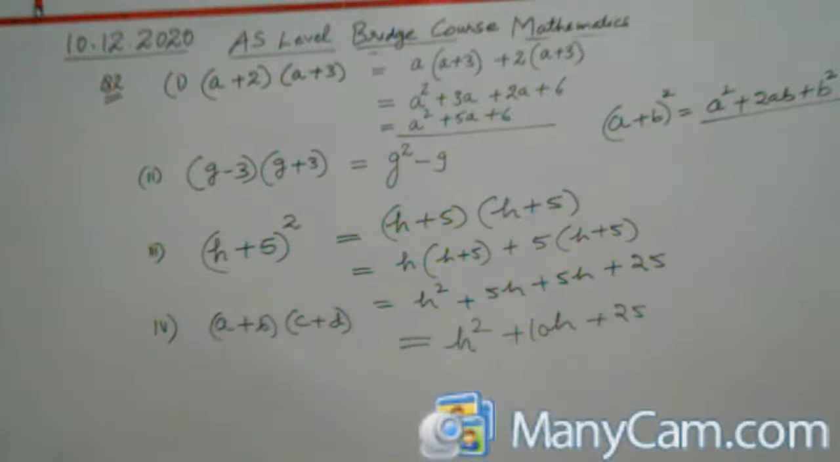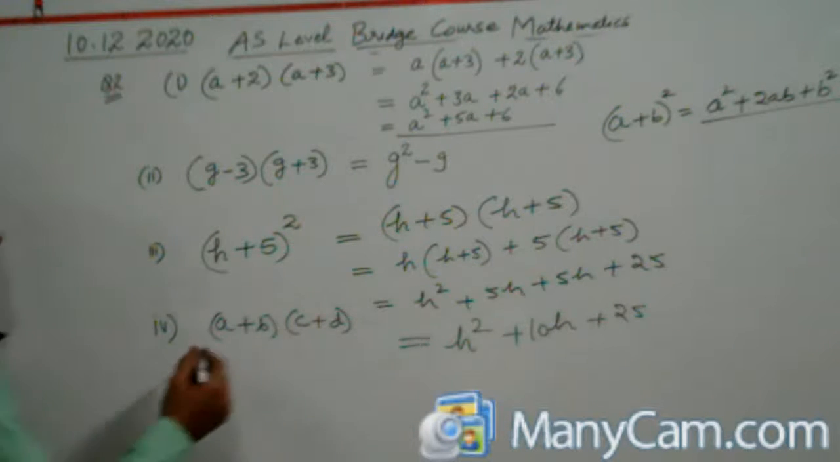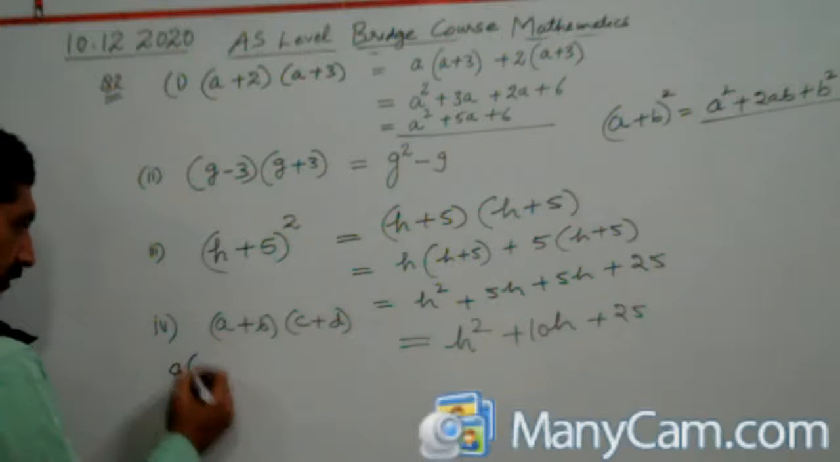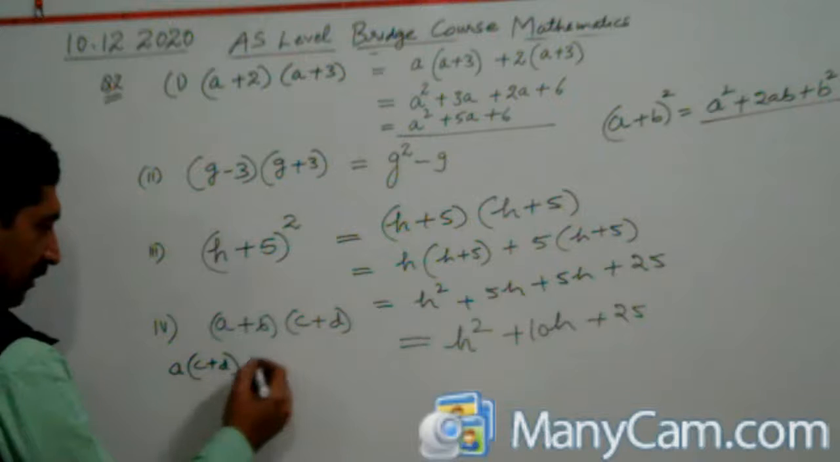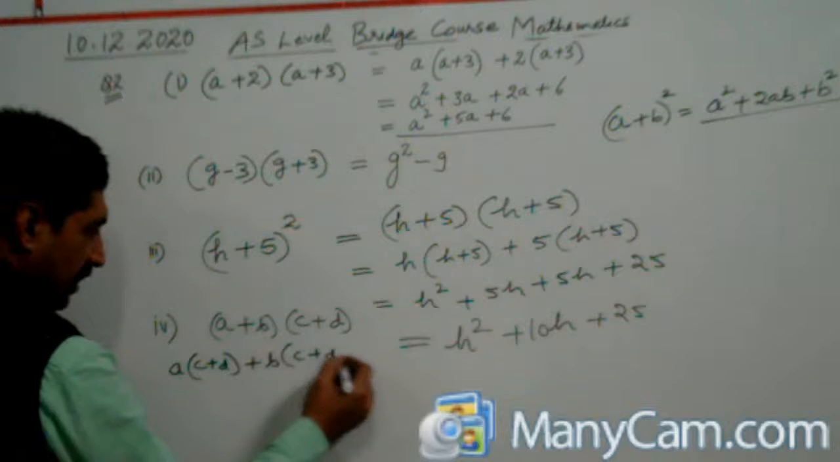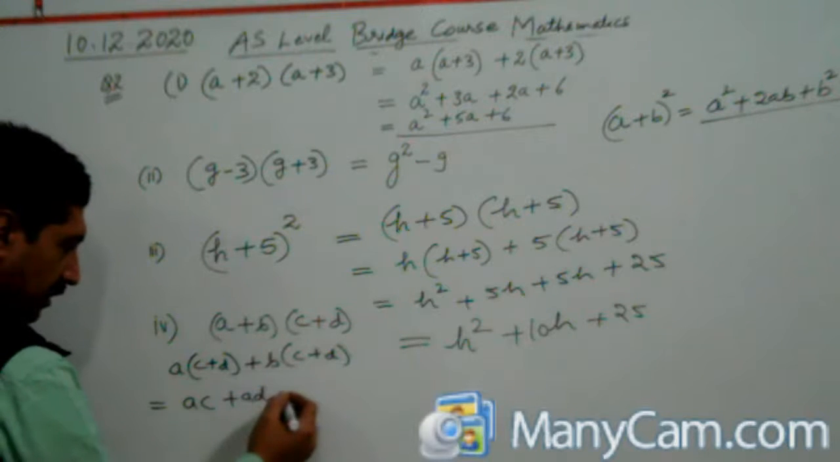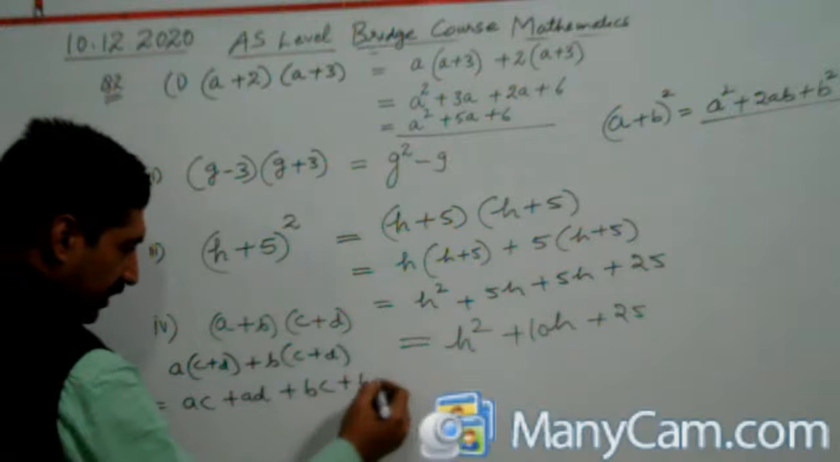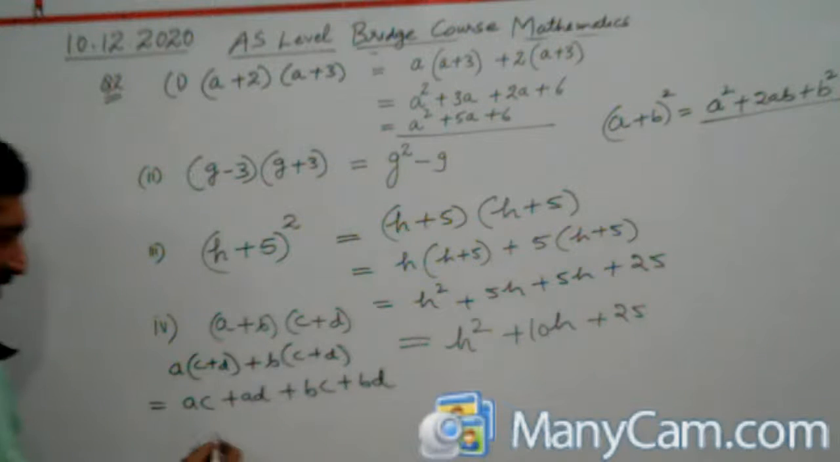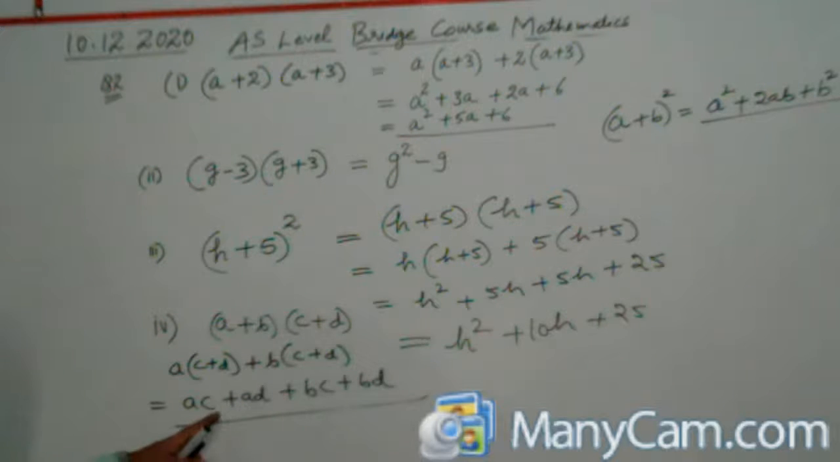The last one is when we multiply (a + b) with (c + d). So what is the answer? We have AC, AD, BC, BD. Nothing is common here, so this is the simple answer, AC. Now, what are the common terms? C is common here and D is common here, right? So how can we write them?